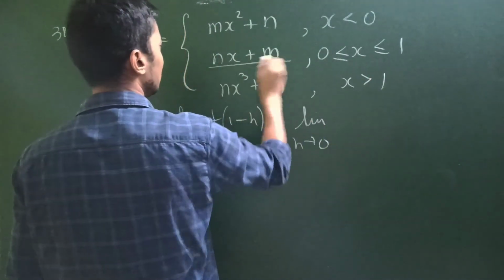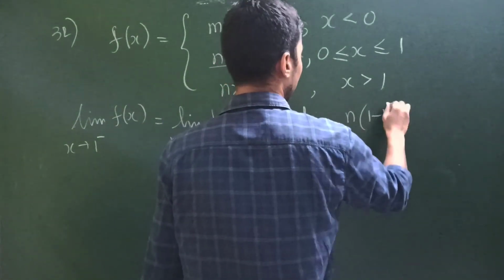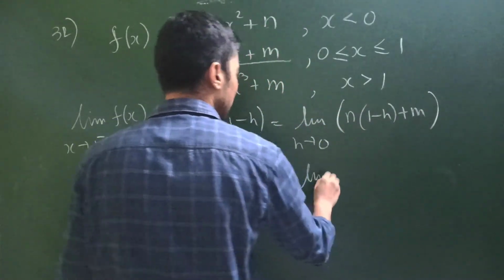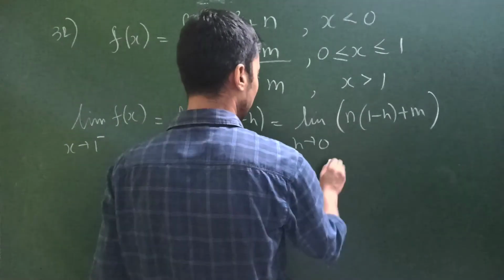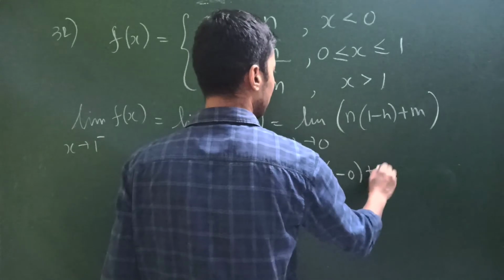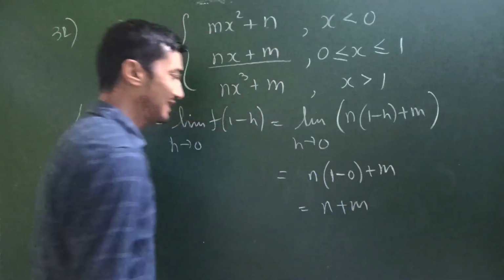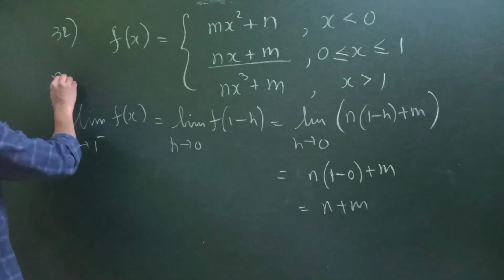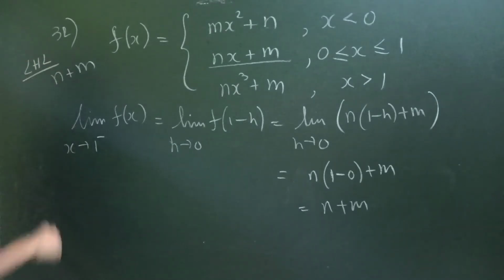Less than 1, it has to be nx plus m. So that will be the limit as h tends to 0. I can just substitute now. I can just substitute n into 1 minus 0 plus m. So that I have n plus m. Alright, so this is my left hand limit. Let's not forget that our left hand limit is n plus m.